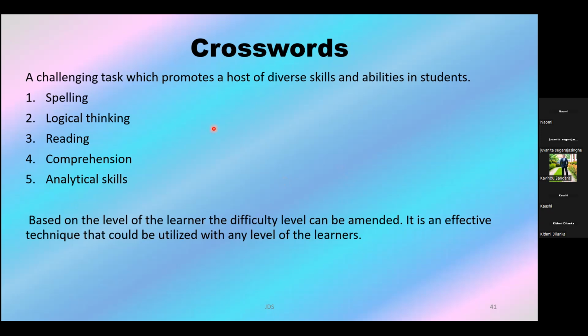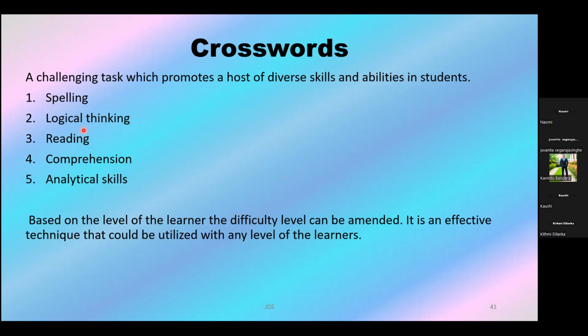Right, so see the areas that the crossword puzzle is catering to. Mainly spelling and definitely comprehension, reading the clues horizontally, vertically, diagonally, right? Check on the words. They need to read the clues and comprehend them properly. If not, they won't be able to detect the word.